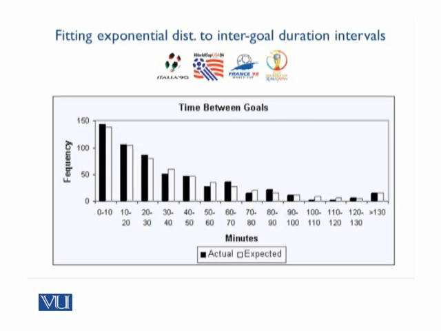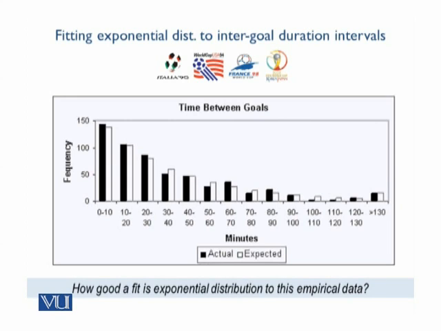In this graph, you can see the actual time between goals plotted against the expected time between goals if we assume the exponential distribution. Just eyeballing this graph helps us understand that the chances are good that we would have a good fit, because it seems that the two distributions are quite close together. But how good is this fit?